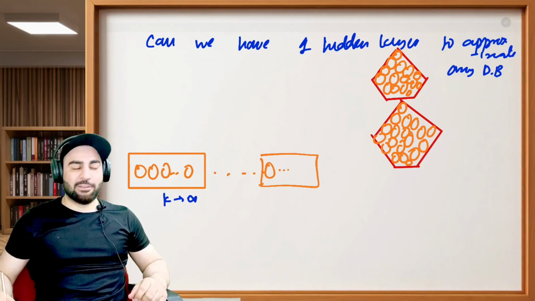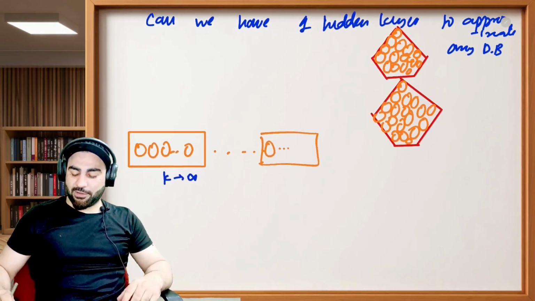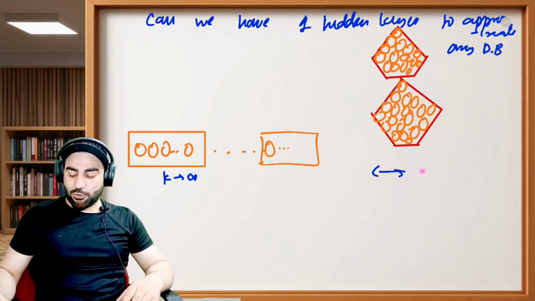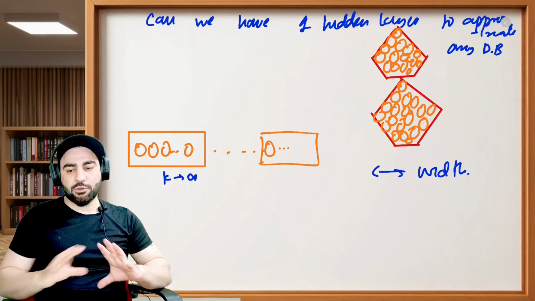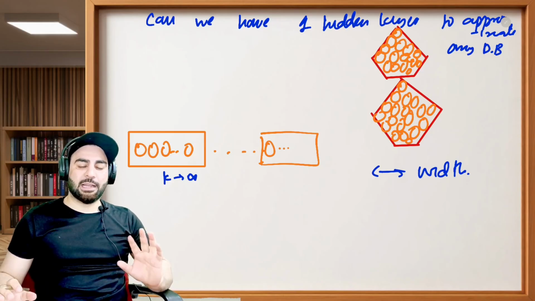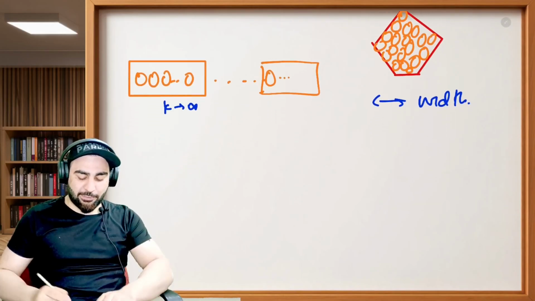network. We have defined width and depth in the previous session. So you have to increase the width of this network. The more width you have, basically one hidden layer can model any classification boundary. That is the takeaway from this.